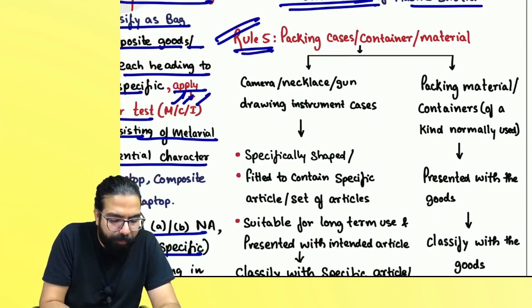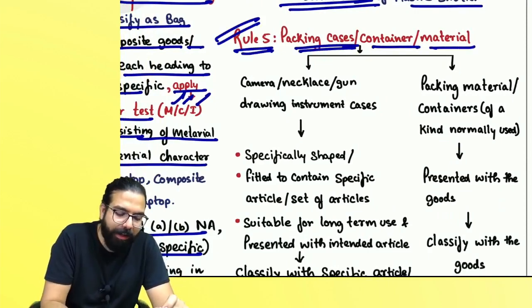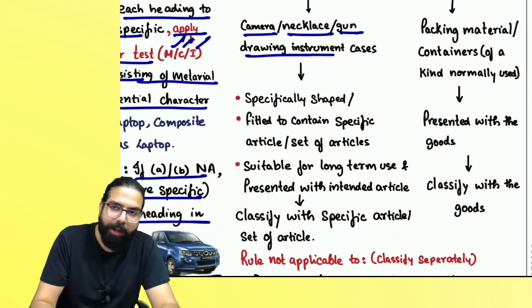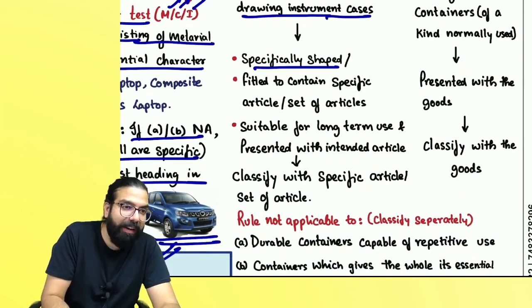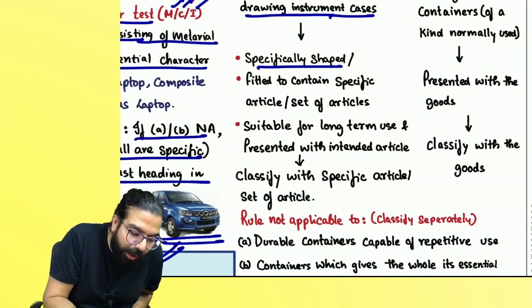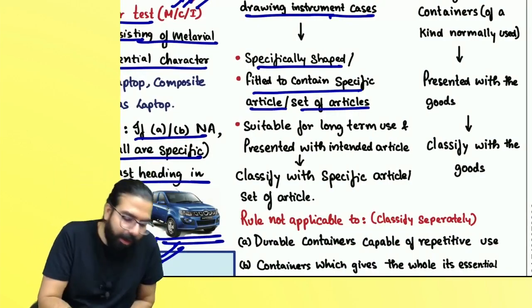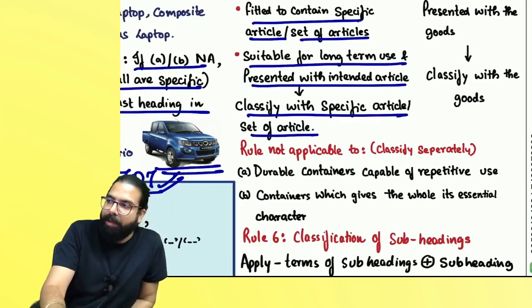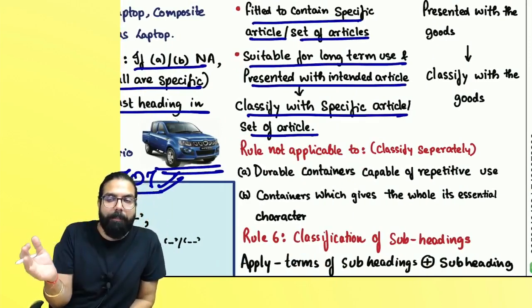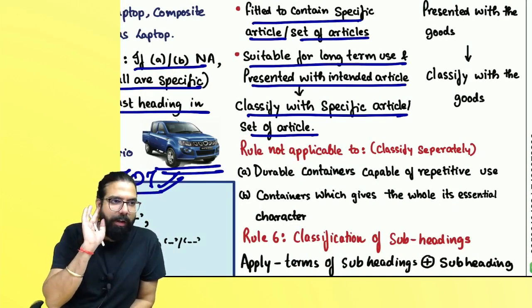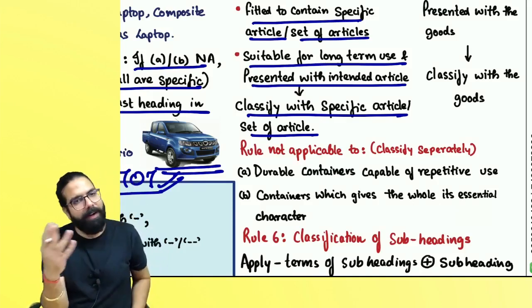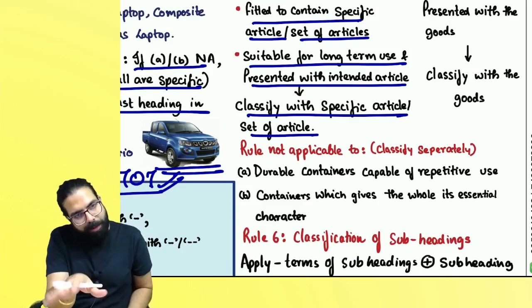The next one over here is rule number 5: packing cases, containers or material. Always remember one thing: cases for camera, necklace, gun, drawing instruments, etc., which are specifically shaped or fitted to contain a specific article or set of articles, are suitable for long-term use, or are presented with the main article, should be classified with the specific article. Are we clear, everyone? So camera with camera case is to be classified with camera, and gun with gun box is to be classified with gun only.